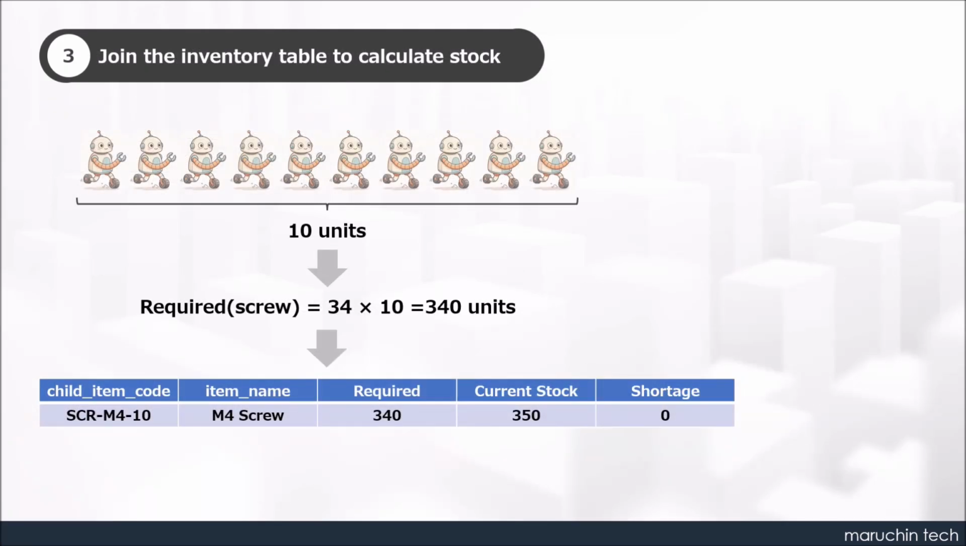Next is the actual inventory calculation. If we were to produce 10 units of Robot X we would need parts for 10 units. In this case, the required number of screws would be 340. We join the inventory table with the requirements to cross-reference the current stock against the required quantity. Based on this, we calculate whether placing an order is necessary. That is the flow of the calculation. Next, we will actually implement the SQL query.